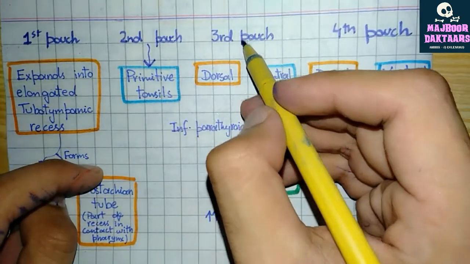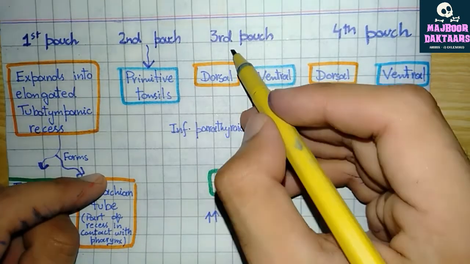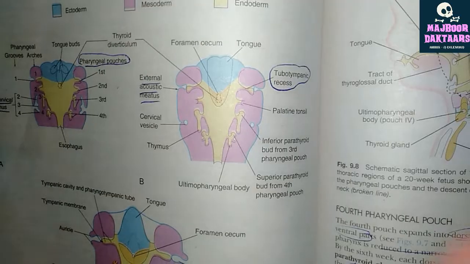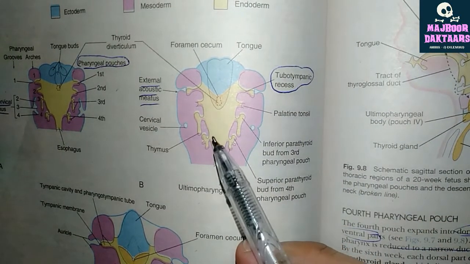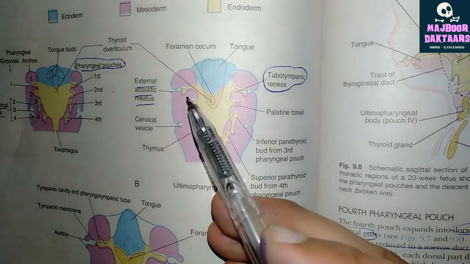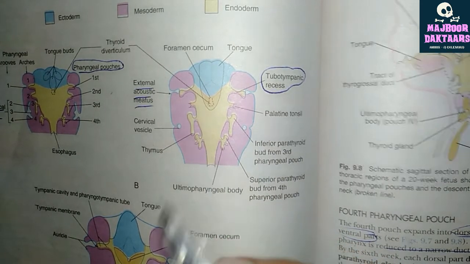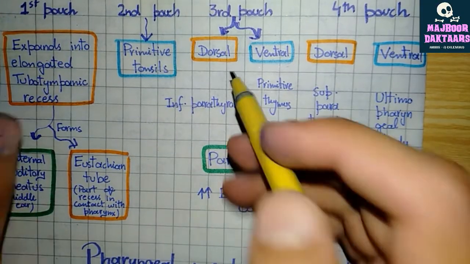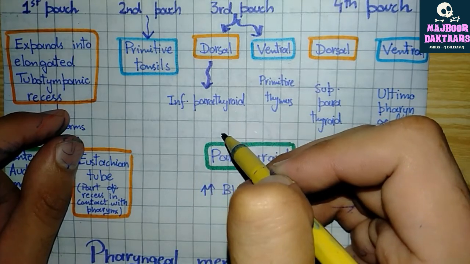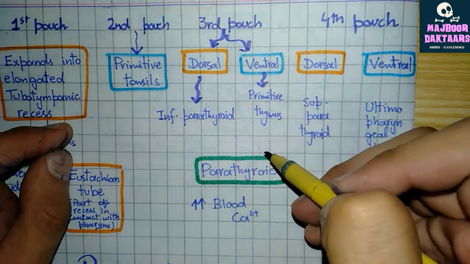Now talking about the third pouch. The third and fourth pouch have a specific phenomenon, that is they divide into a dorsal portion and a ventral portion. Here we can see that this is the third and this is the fourth pouch. These divide into a dorsal portion, which is going dorsally, and a ventral portion, which is going ventrally. Now the dorsal portion of the third pouch gives rise to the inferior parathyroid, while the ventral portion of the third pouch gives rise to the primitive thymus.